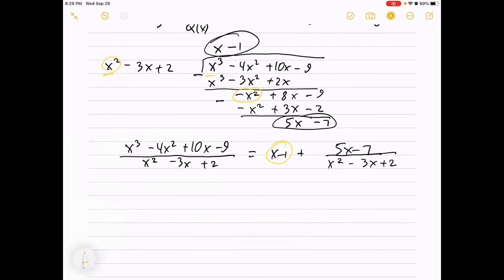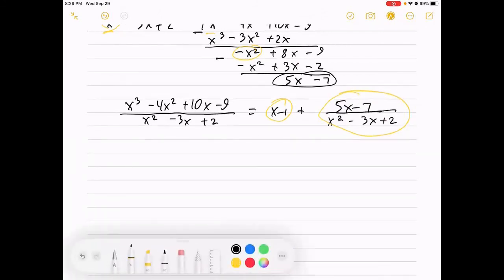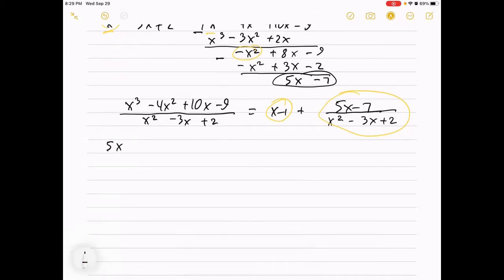x minus 1 is easy to integrate. We need to take care of 5x minus 7 divided by x squared minus 3x plus 2. To develop the integration of that expression, we need to find the fractional decomposition of that more complicated looking expression. So we're going to write down 5x minus 7 divided by x squared minus 3x plus 2. Going to factor the denominator. So product is 2, sum is -3, so it's x minus 2 and x minus 1.